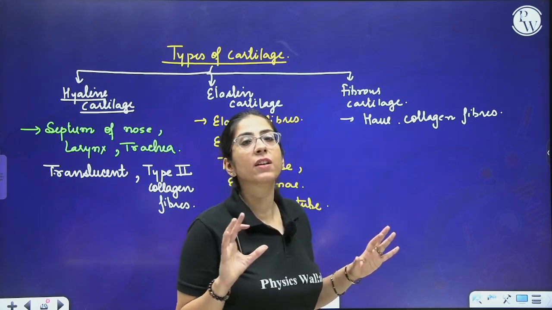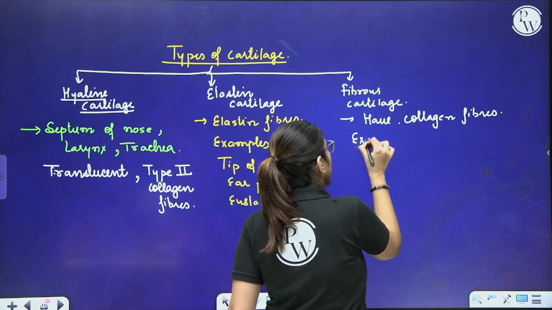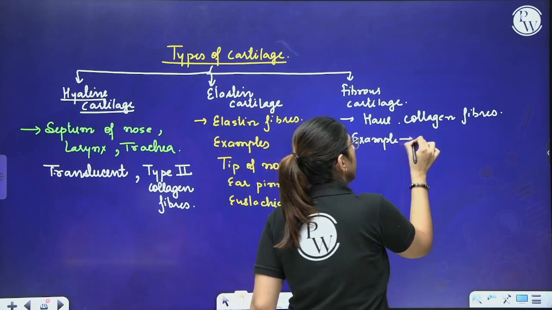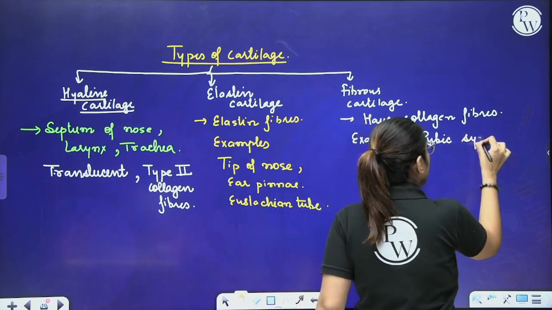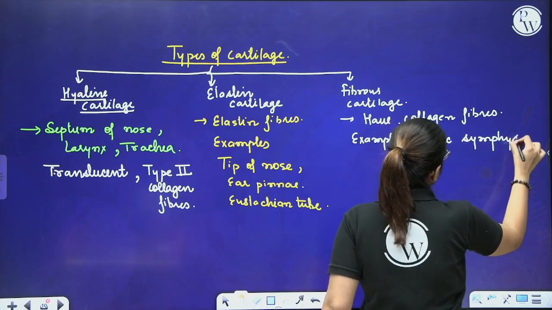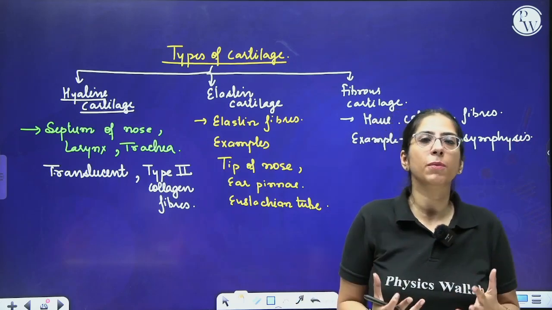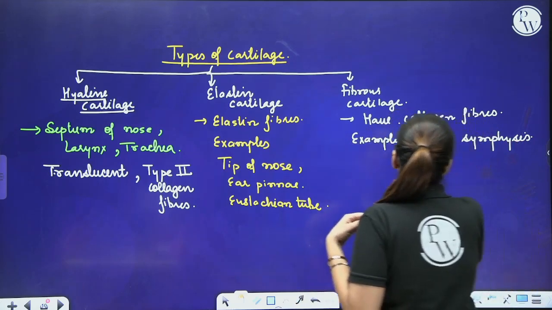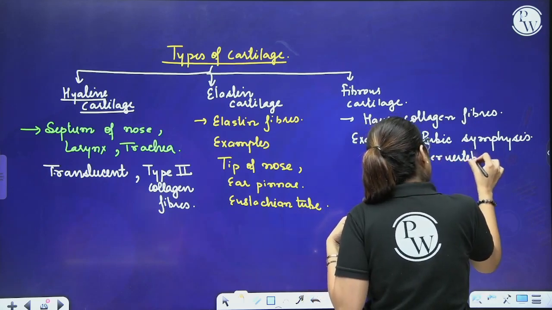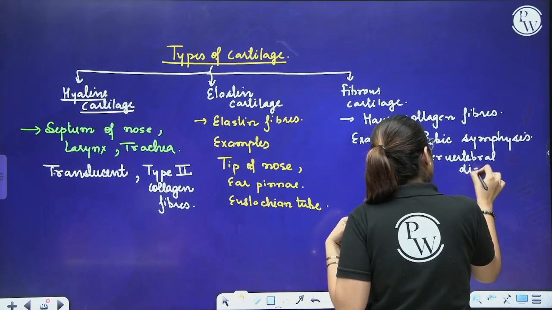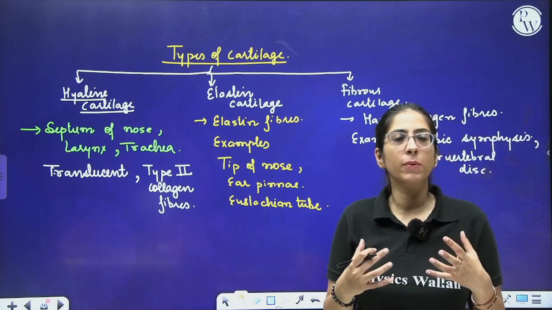these are those cartilages where restricted movement is there, and this cartilage is present in the pubic symphysis. So where are you going to find this? Example, they are found in the pubic symphysis. Normally, it is at its own position, but during childbirth, it moves and allows the baby to come out. And similarly, in the intervertebral disc, you will find a very slight kind of movement. There is not a major movement. Very little movement is there.